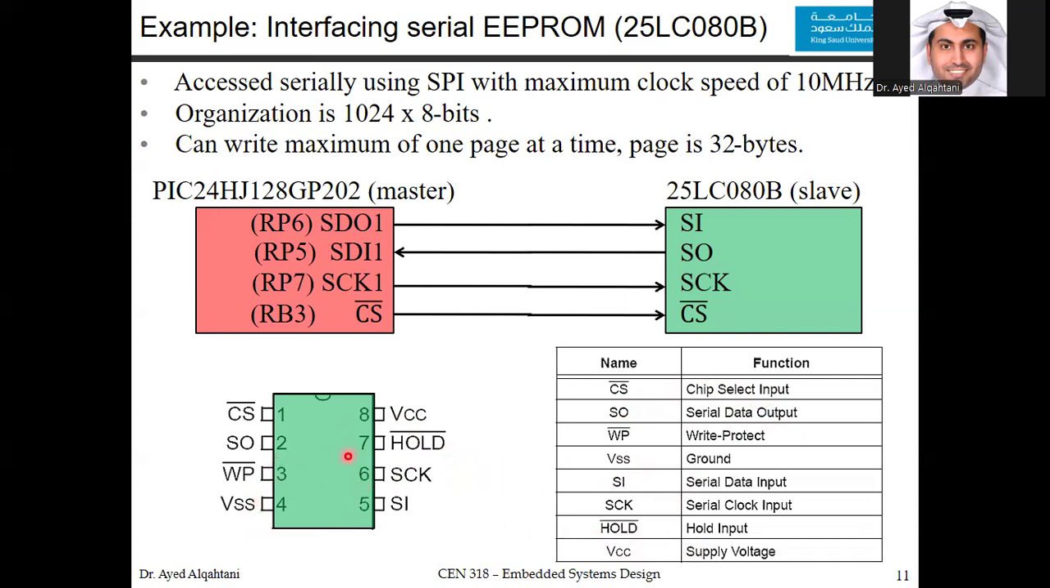There are 2 more pins that are control pins. One of them is the write protect, and it's active low. So if you activate the write protect, meaning that the value here is 0, you are protecting the EEPROM from any changes or updates. There is no writing.